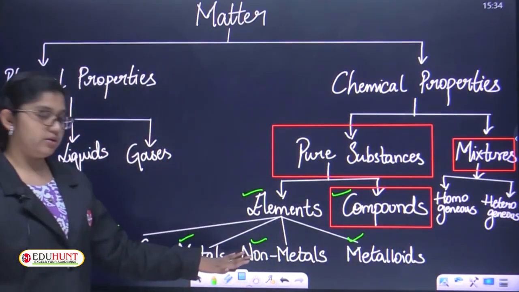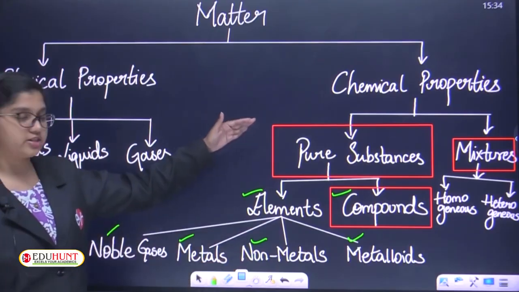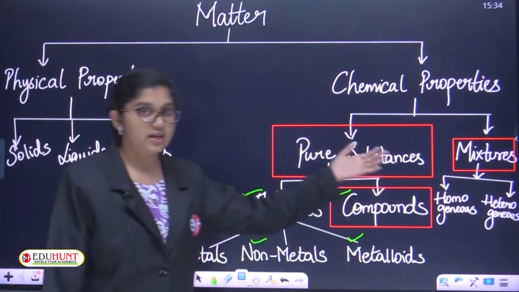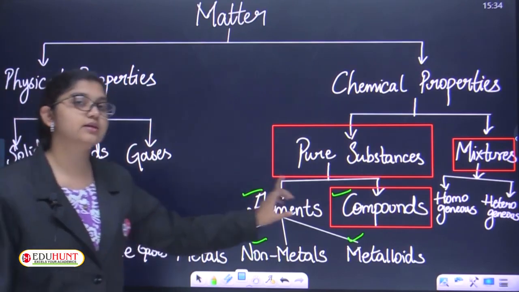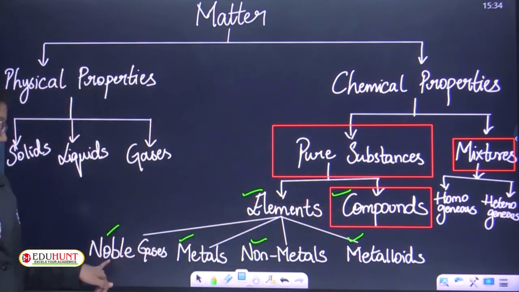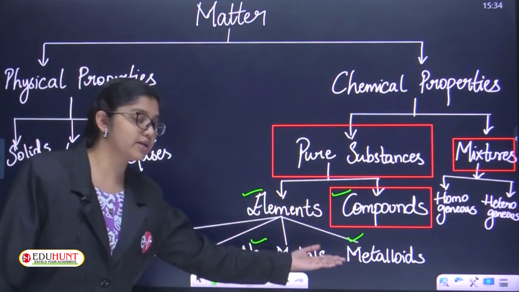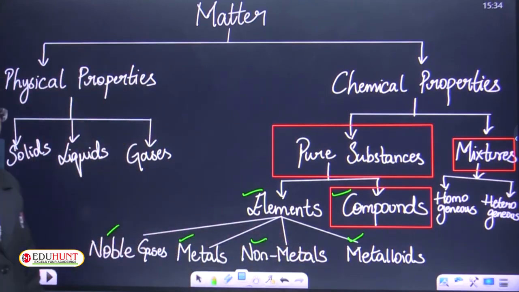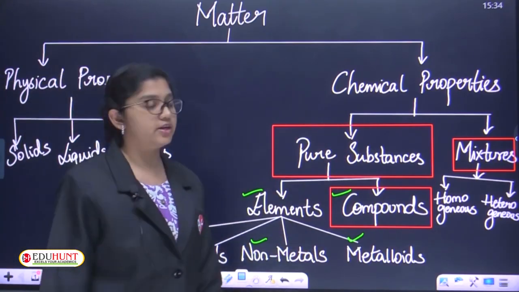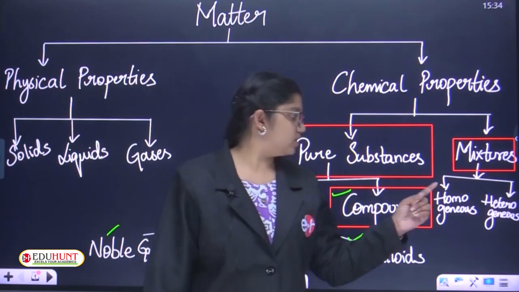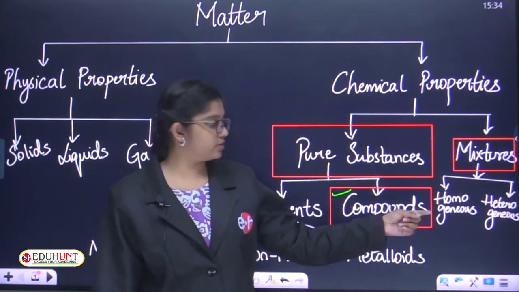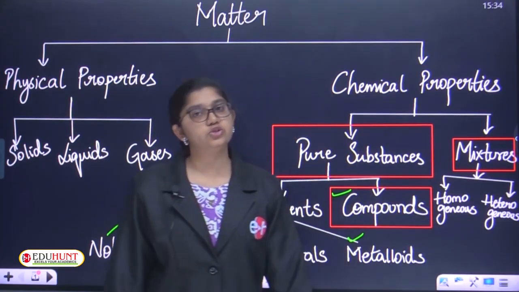So up to here, maybe you're clear with that, children? Pure substances and mixtures are the divisions. In pure substances, elements and compounds. In elements again, metals, non-metals, metalloids and noble gases. And the mixtures classification is also divided into two. First one is homogeneous mixture, second one is heterogeneous mixture.